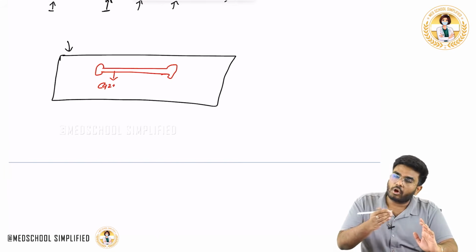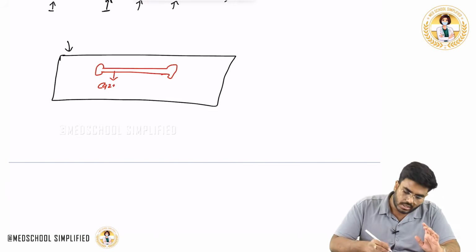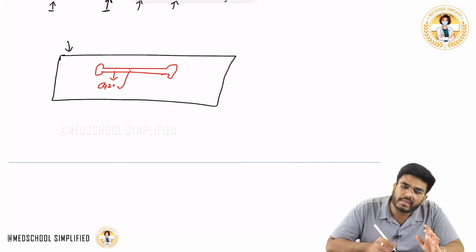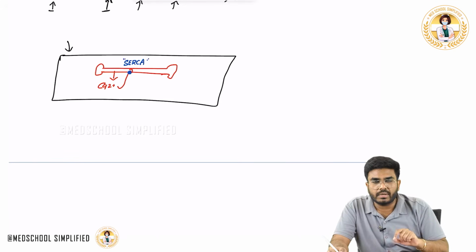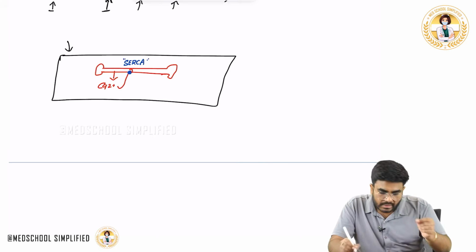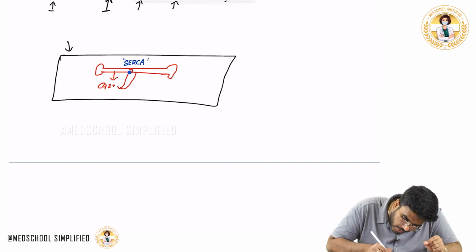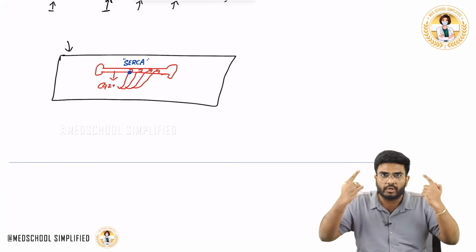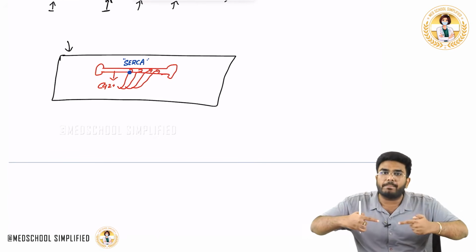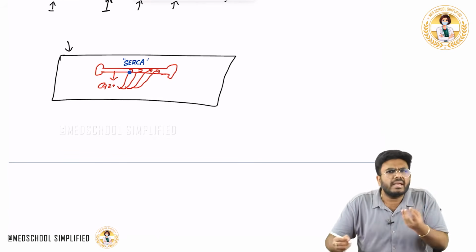After contraction, what is the next phase? Relaxation. During relaxation, the calcium has to go back with the help of a primary active transporter called SERCA, sarcoendoplasmic reticulum calcium ATPase. With the help of the SERCA pump, the calcium is going back. When it is going back, it takes some time to sequester the calcium back into the sarcoendoplasmic reticulum.